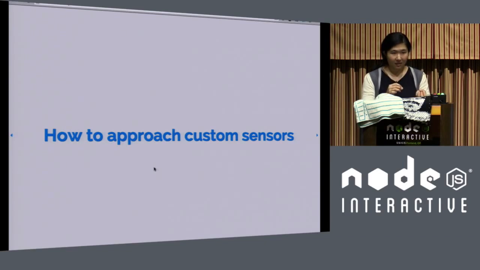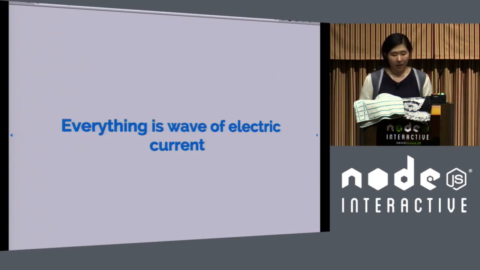In this exercise, I needed to learn how to approach custom sensors, because the buttons I created with the 8-bit punch card computer are not a sensor you can buy from Adafruit. It doesn't have a model number. What it came down to was that everything is just a wave of electric current, and all of the sensors are doing something in a different way.